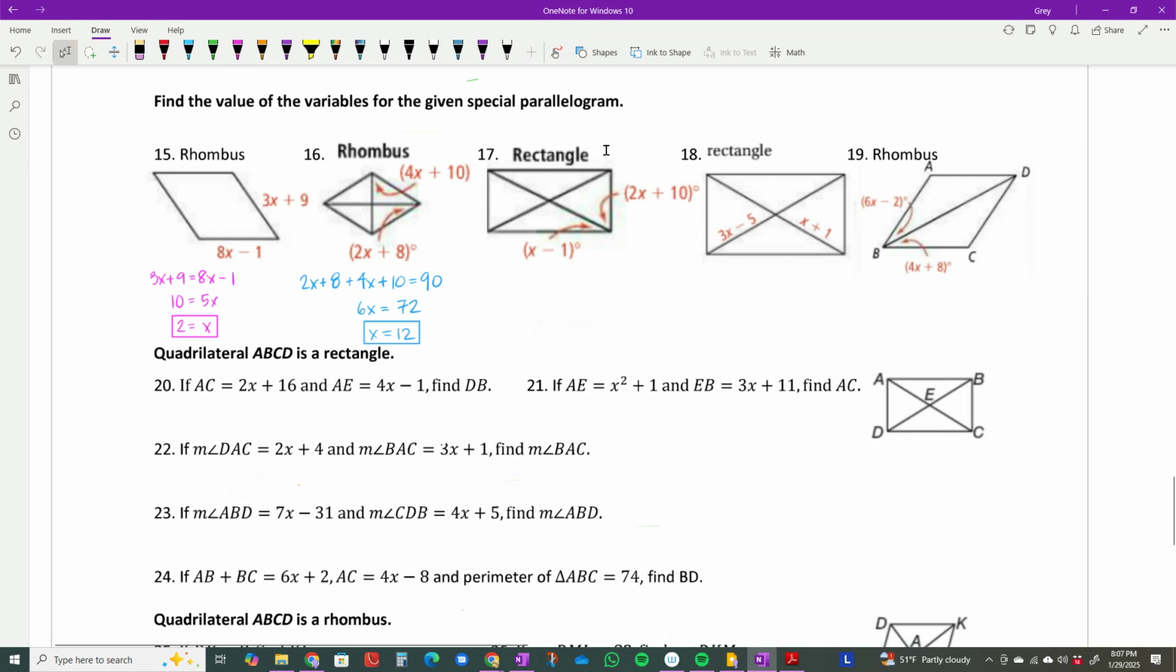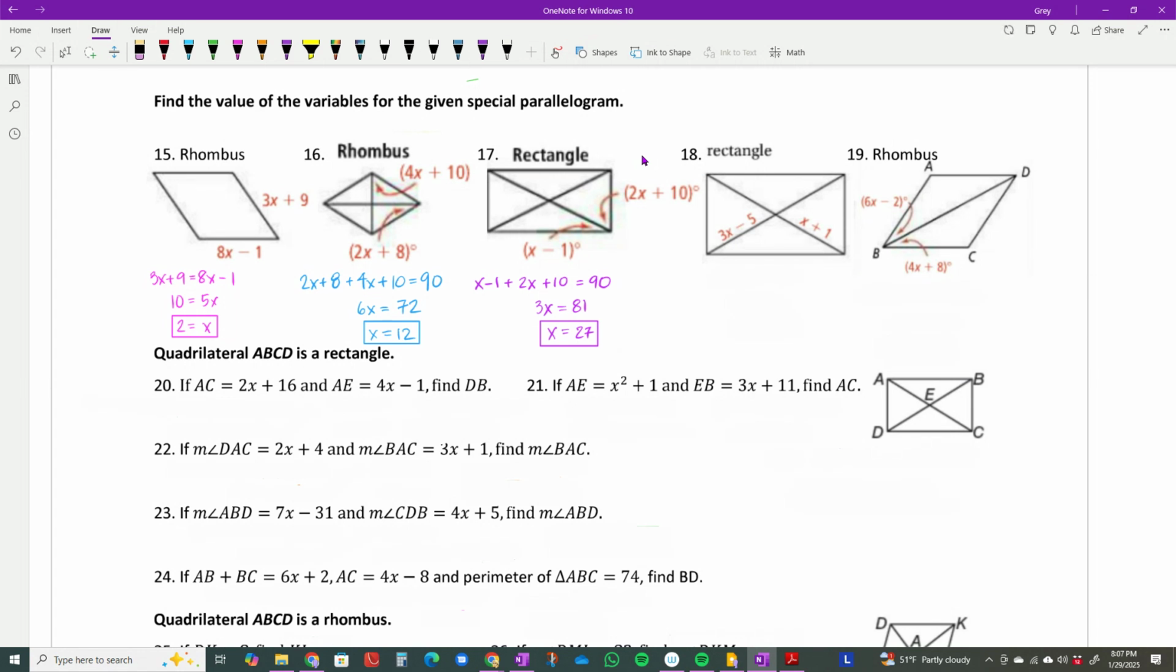All right, a rectangle. A rectangle, by definition, is a parallelogram with 4 right angles. This is a right angle, which means these two things have to add up to 90. So x minus 1 plus 2x plus 10 equals 90. That gives me 3x equals 81, and x equals 27.